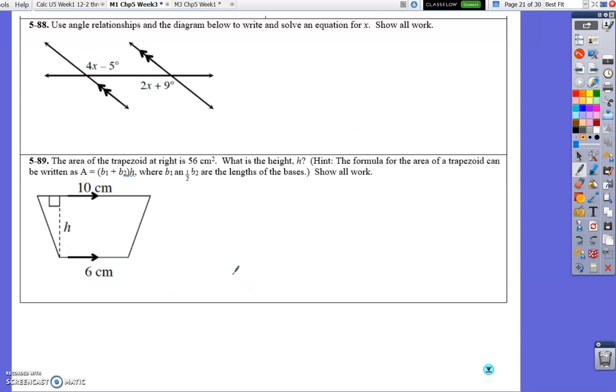Use angle relationships below to write an equation. These two angles here are same side and alternate interior angles. So 4x minus 5 equals 2x plus 9. Go ahead and solve that. So that's pretty much it for that one. You need to solve it. If it's not solved, you won't get credit.